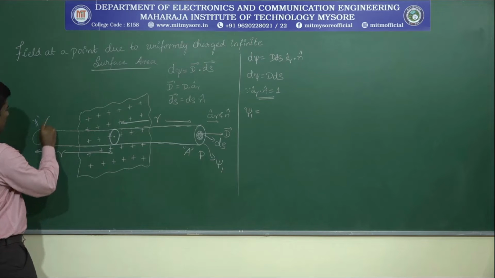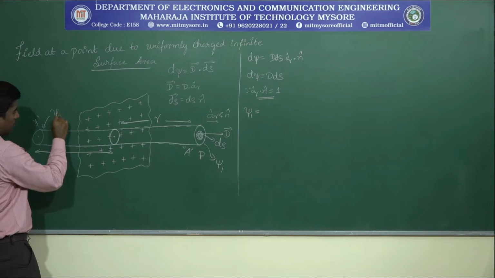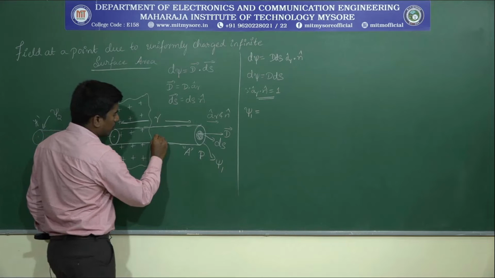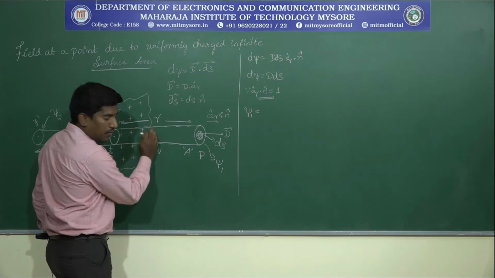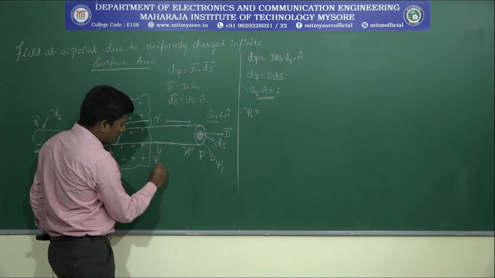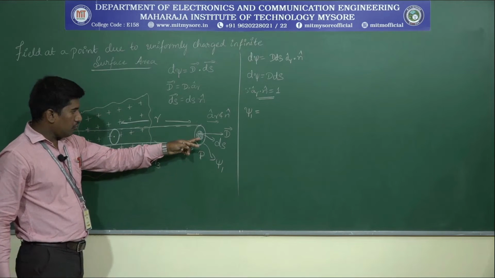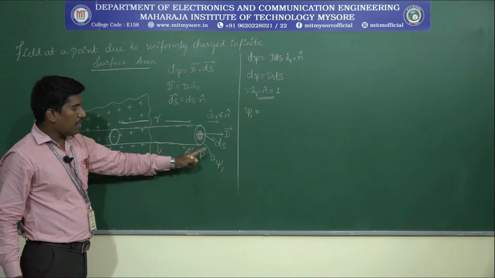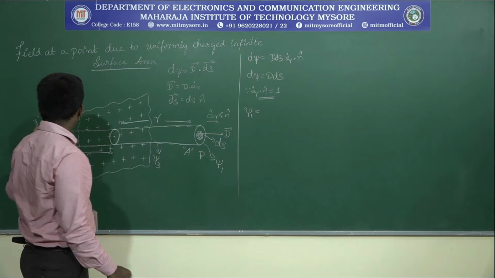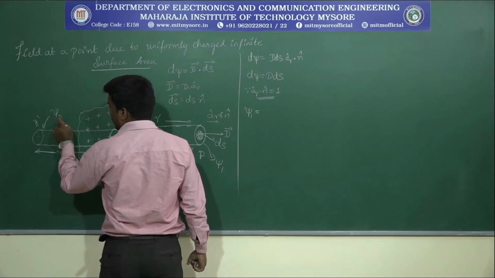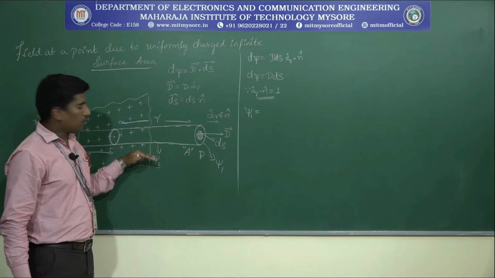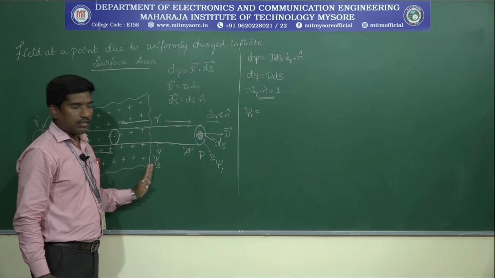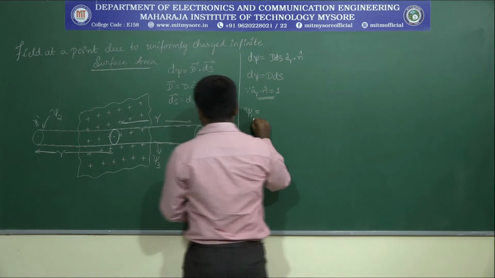Electric flux due to flat surface 2 is psi 2. Electric flux due to the curved surface is psi 3. Electric flux due to the flat surface 1 is psi 1. Now psi 1 we are calculating.